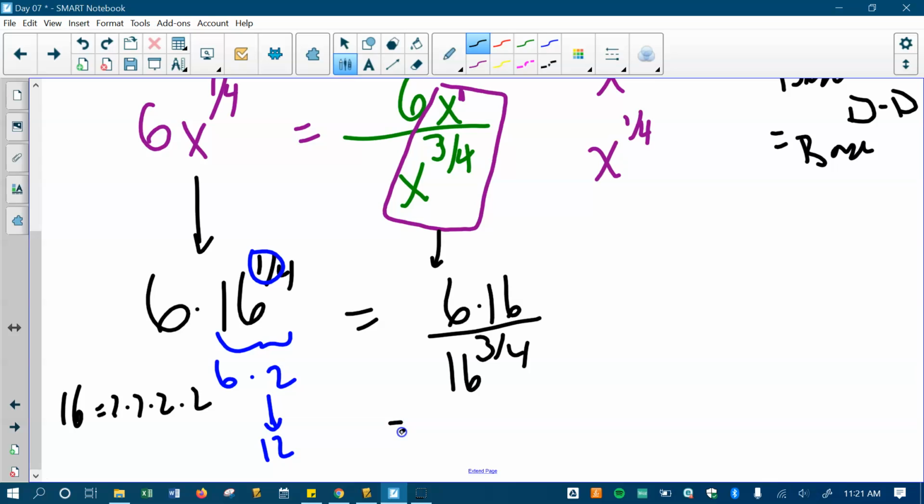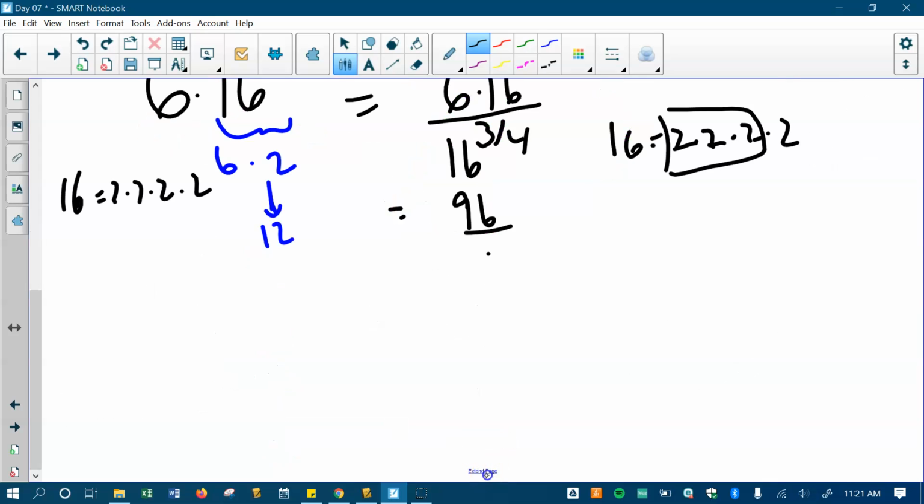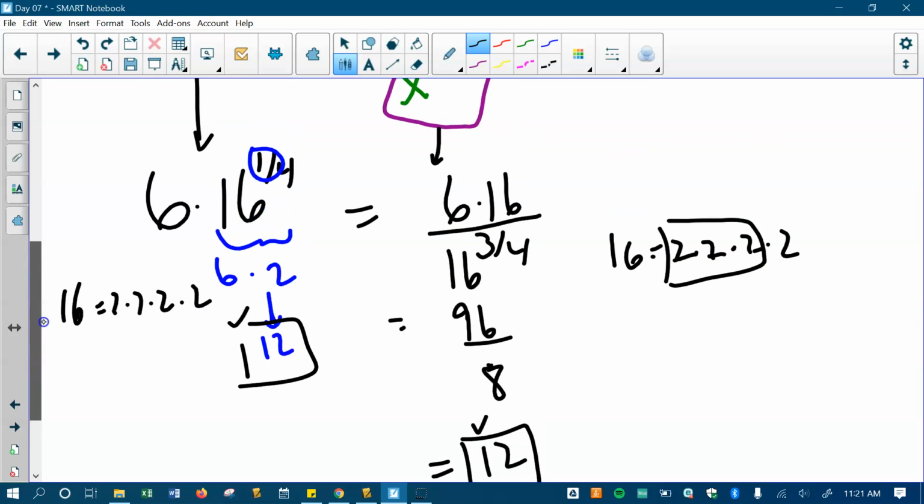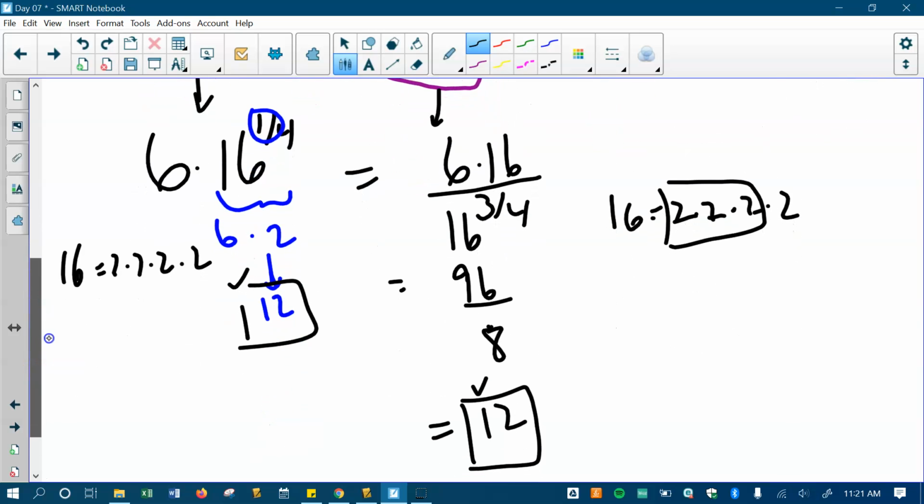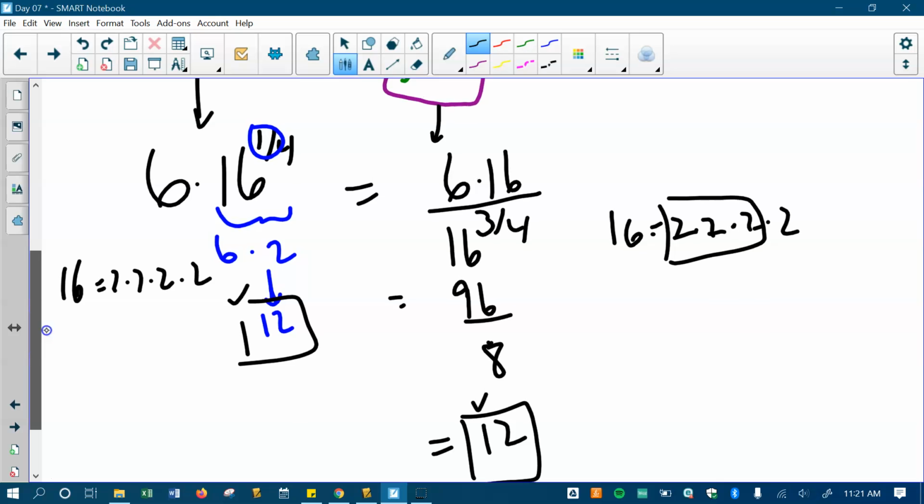On the other side, 6 times 16 on the top, that's 96. And now I need 16 to the 3/4. So remember, 16 is equal to 2 times 2 times 2 times 2. And I need 3 of those. And that's going to be, I believe, 8. So it's going to be 96 divided by 8, which is also 12. Either way would be fine. Totally on you how you want to do that, but that's how you evaluate again. We'll look at domain afterwards at the end.